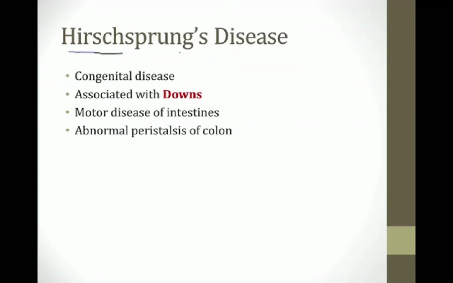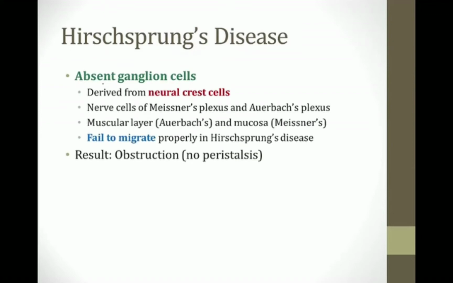Now let's talk about Hirschsprung's disease. This is a congenital disorder that is associated with Down syndrome, that is a motor disease of the intestines, and children born with Hirschsprung's disease have abnormal peristalsis of the colon. Hirschsprung's disease results from an absence of nerve ganglion cells in the colon. These cells are derived from neural crest cells embryologically. The neural crest cells migrate to form Meissner's plexus and Auerbach's plexus. Recall that Meissner's plexus is found in the mucosal layer and Auerbach's plexus is found in the muscular layer.